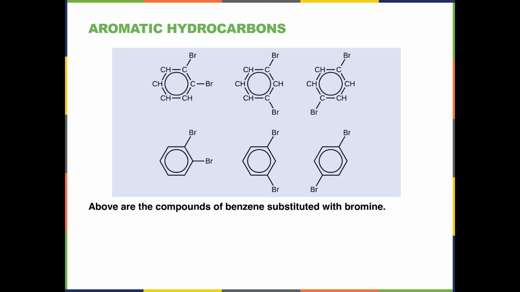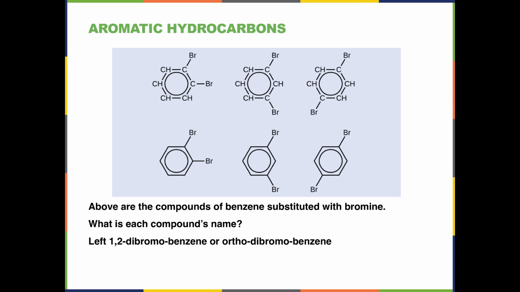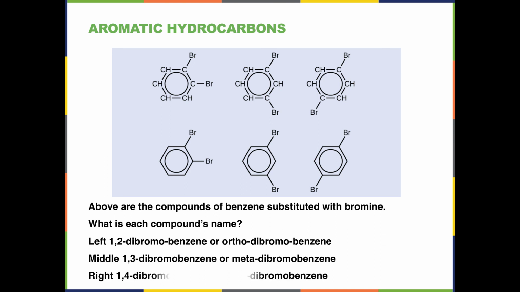Here is the substitution of bromine. On the left you have ortho-dibromobenzene. In the middle you have meta-dibromobenzene, and on the right you have para-dibromobenzene, or 2,3-dibromobenzene, or 1,3-dibromobenzene, or 1,4-dibromobenzene, or ortho, meta, and para-dibromobenzene.